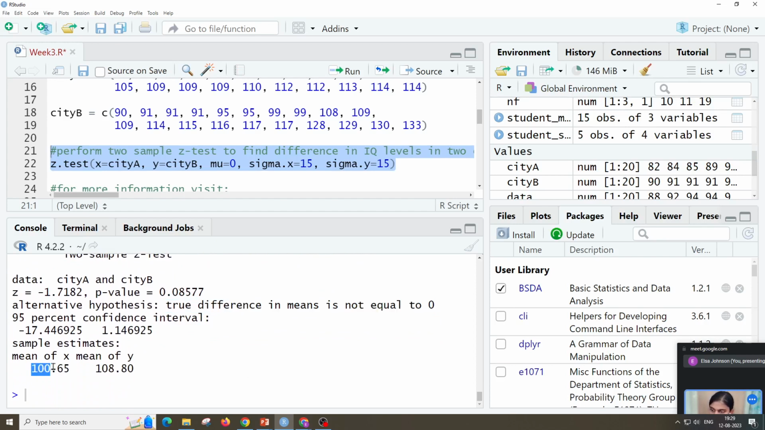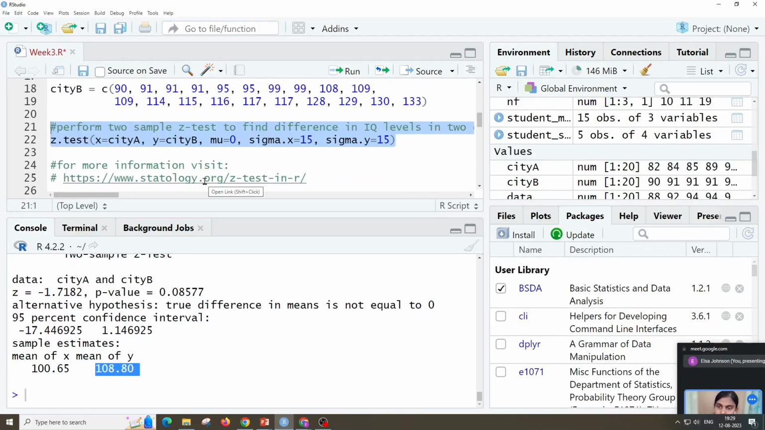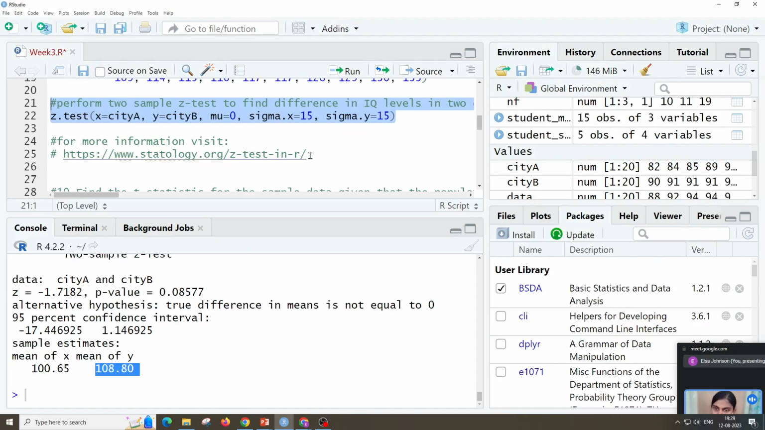And here they'll give you the mean of the first city and mean of the second city. So here itself you can see that there is a difference between both the cities, right? This is how you perform the z test in R. For more information I have given a link. You can click on this link and learn more about it.